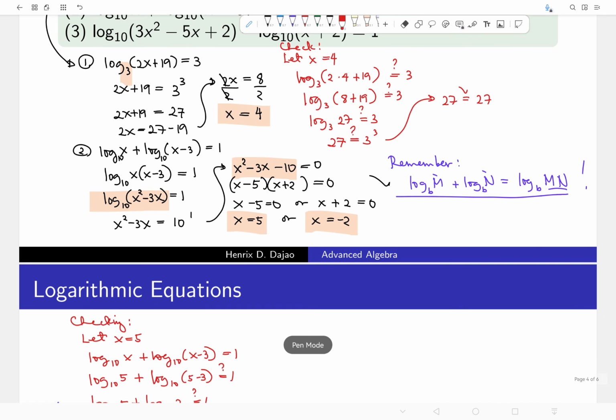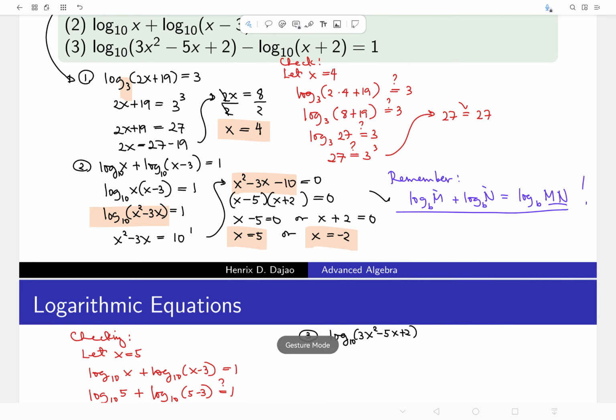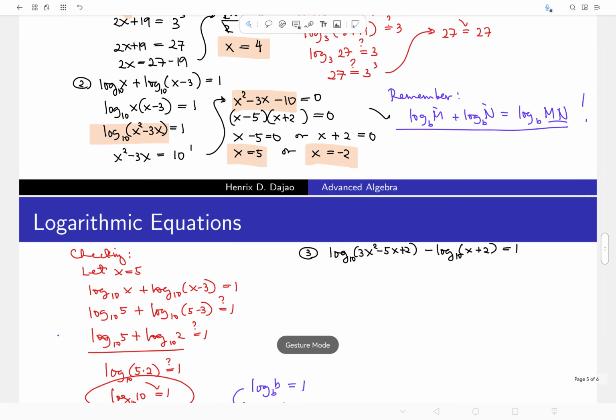So I'll just copy the given. That's log of 3x squared minus 5x plus 2 with base 10, then minus log of x plus 2 with base 10 equals 1. So what we will do here is we're going to combine the left side and express this as a single logarithm by applying the property.